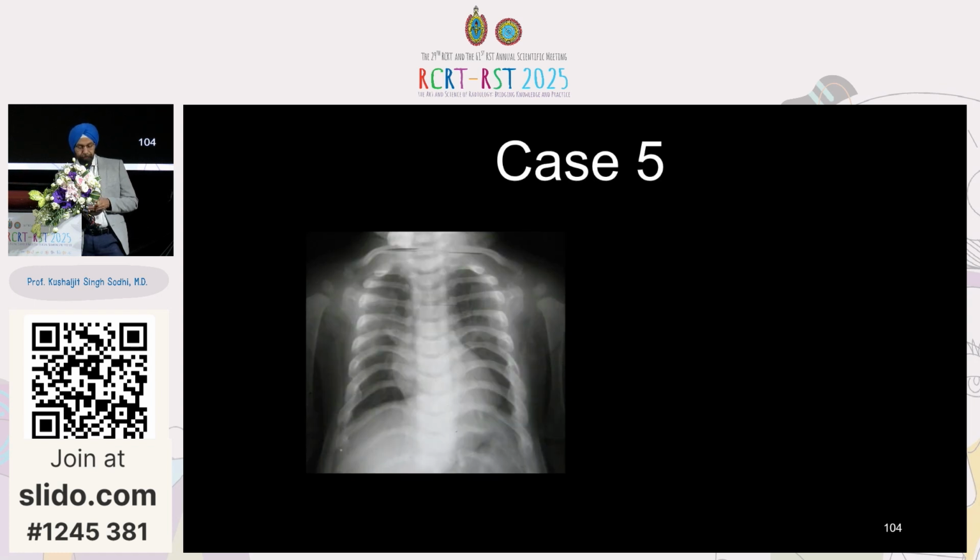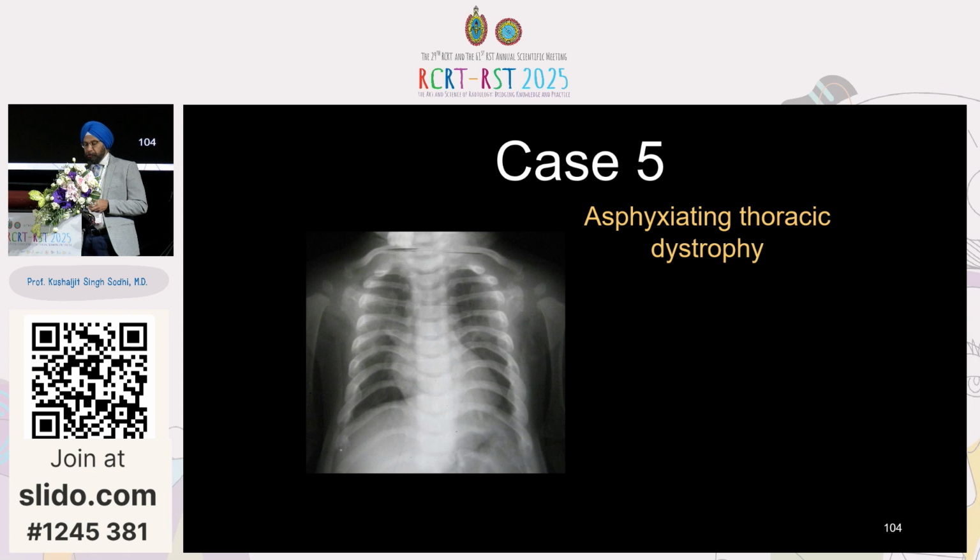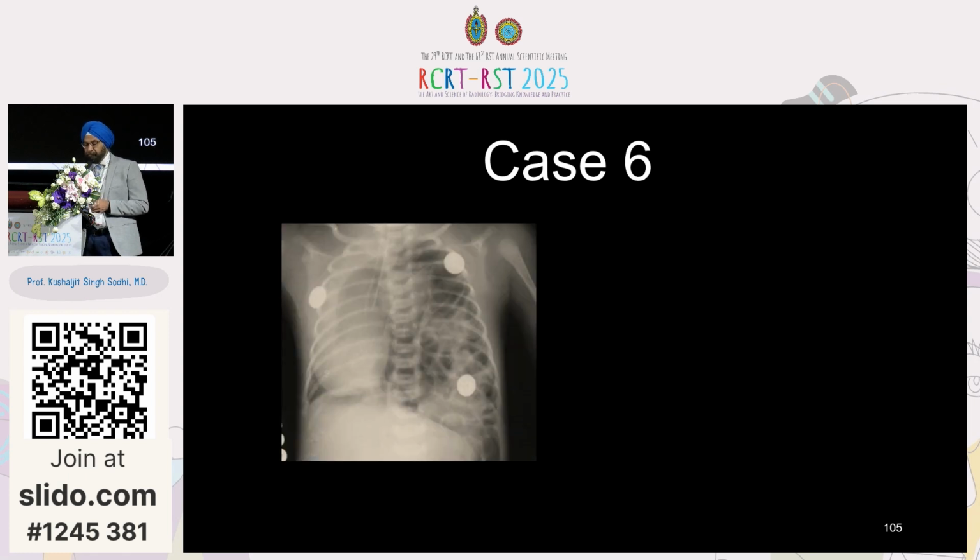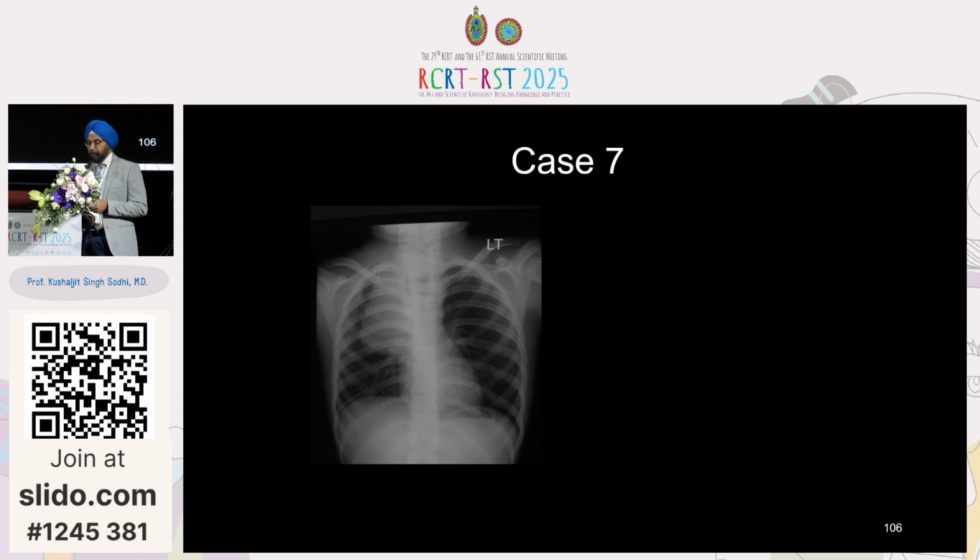What about this one? This is another cause of respiratory distress in a child. So look at the ribs. Do they look normal to you? So this is asphyxiating thoracic dystrophy or Jeune's dystrophy. This one we talked about. Yeah, diaphragmatic hernia on the left side. What about this one? This is a mediastinal mass, yes, lymphoma.